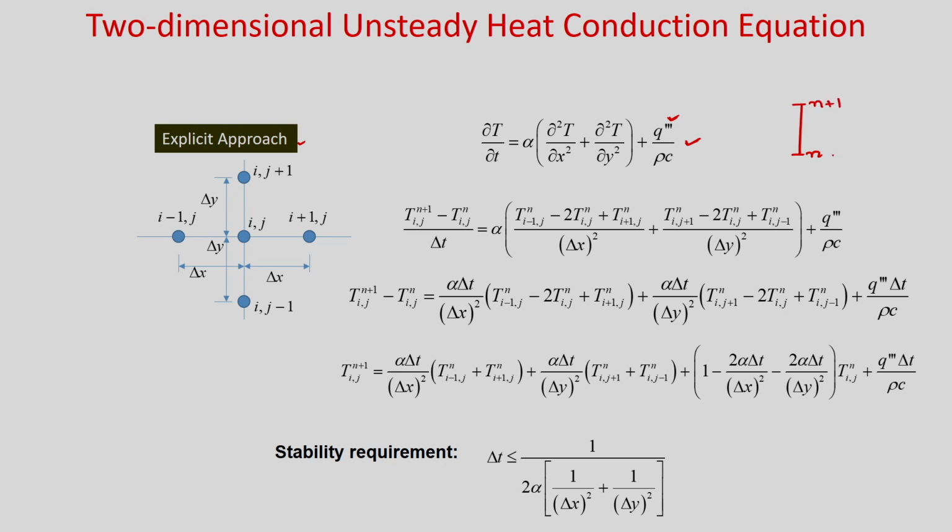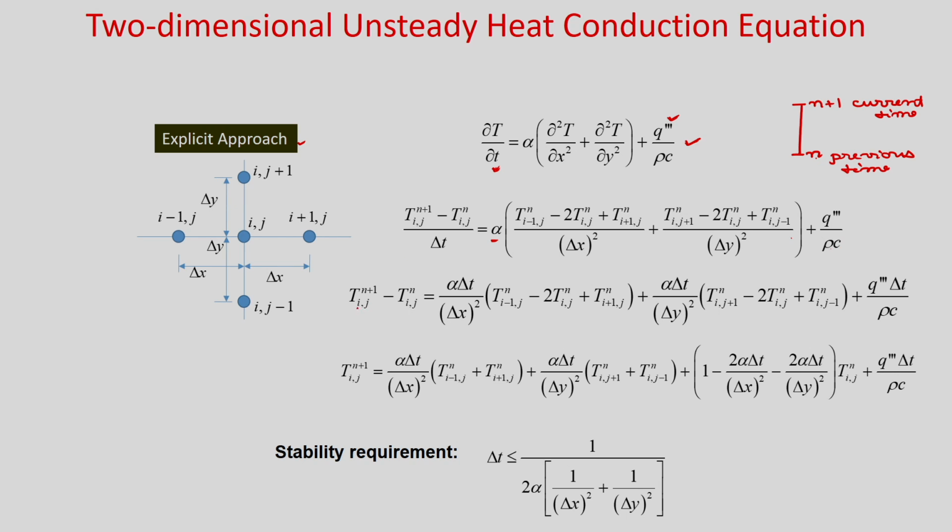So, n is your previous time, okay, and this is your current time or present time. Okay. So, we are just marching in time from n to n plus 1. So, this derivative now we are using forward time. So, T i j n plus 1 minus T i j n divided by delta t, and this already we have discretized using the central difference, and alpha is the thermal diffusivity, plus you have the source term which is your heat generation term q triple prime by rho into C.